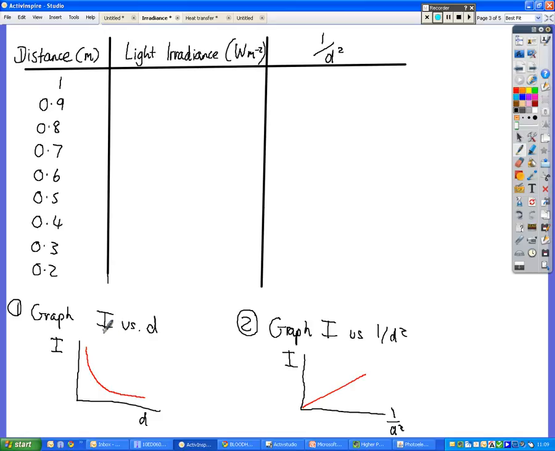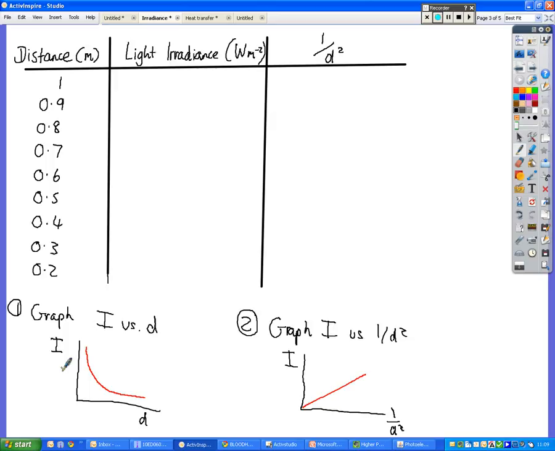The first graph was irradiance against distance, and we noticed that as we increase the distance, the irradiance decreases. So the amount of radiation falling per unit area decreases. That's what we would expect, because as you get further away from a light source, just like as you get further away from the sun, you get less heat and you get less light. You basically get less radiation falling on that particular area.